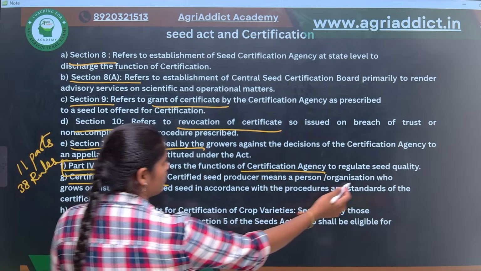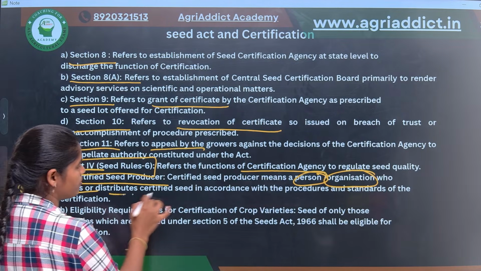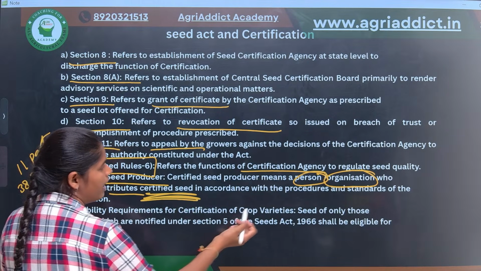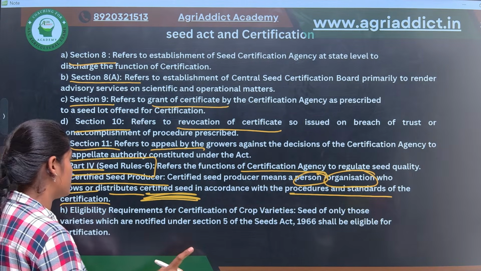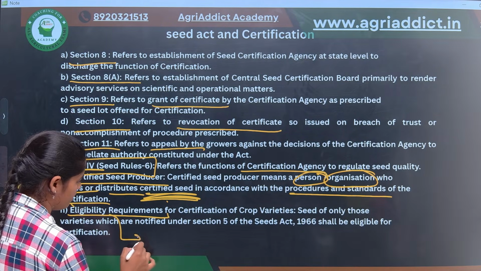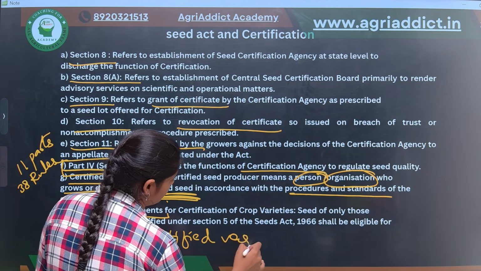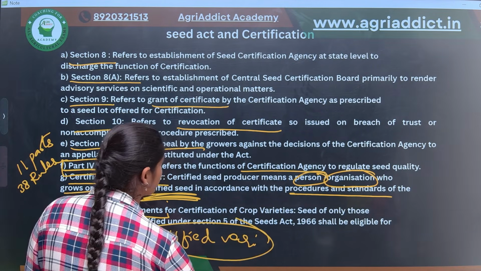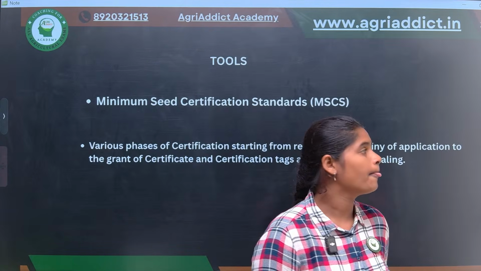The person or organization who really grows or distributes the certified seed in accordance with the standards of the certification is considered to be a seed producer. And what is the eligibility? It should be a notified variety. You have to remember all these things since it's very important.